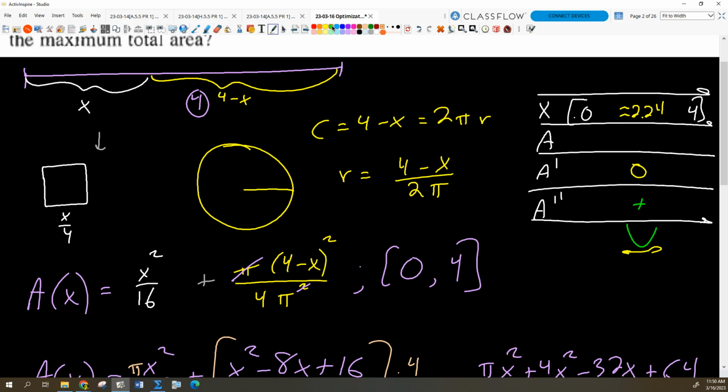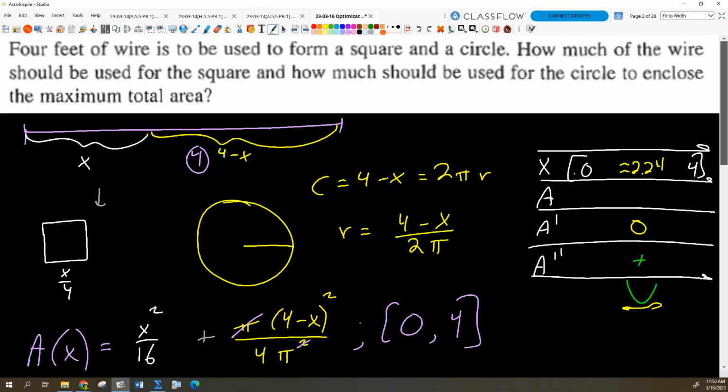So where would we look for the maxima then? Where's the maximum going to be? If the only interior critical number is a minimum, where does the absolute max have to occur? Well, at an endpoint, right? So we could check the values of the function at 0 and at 4.